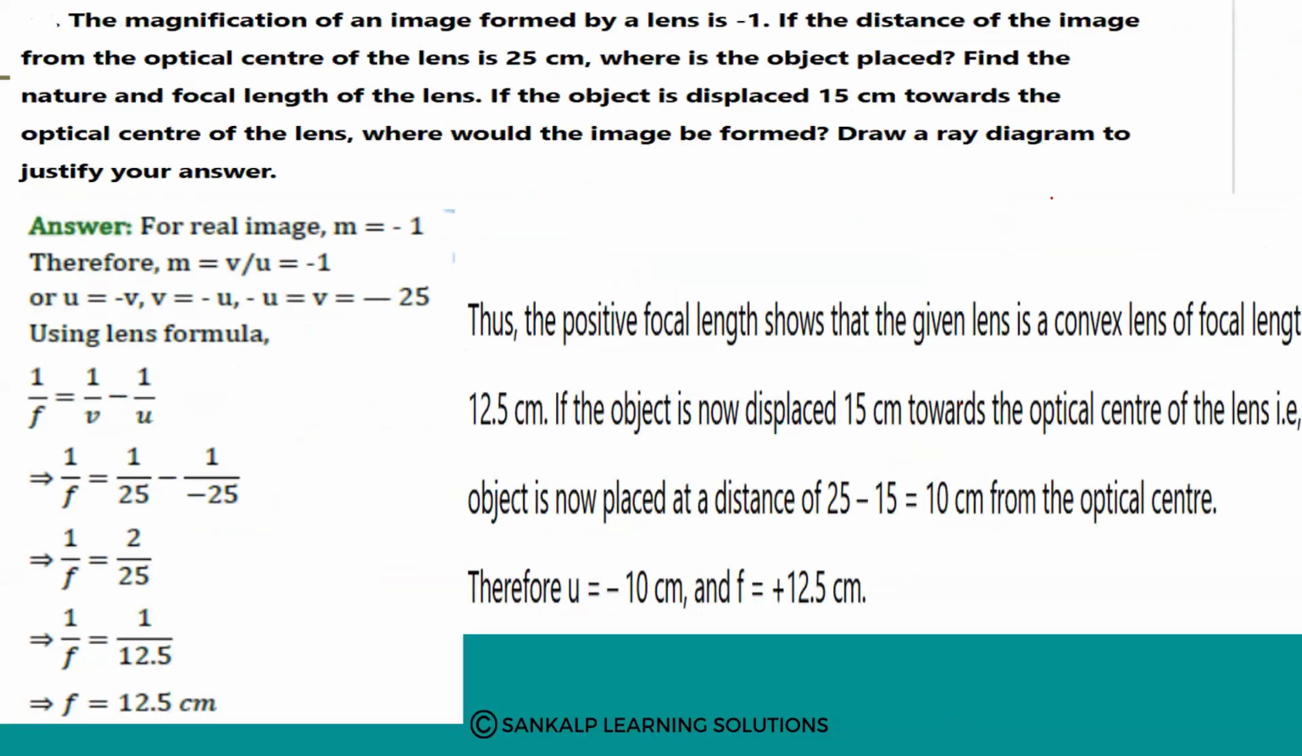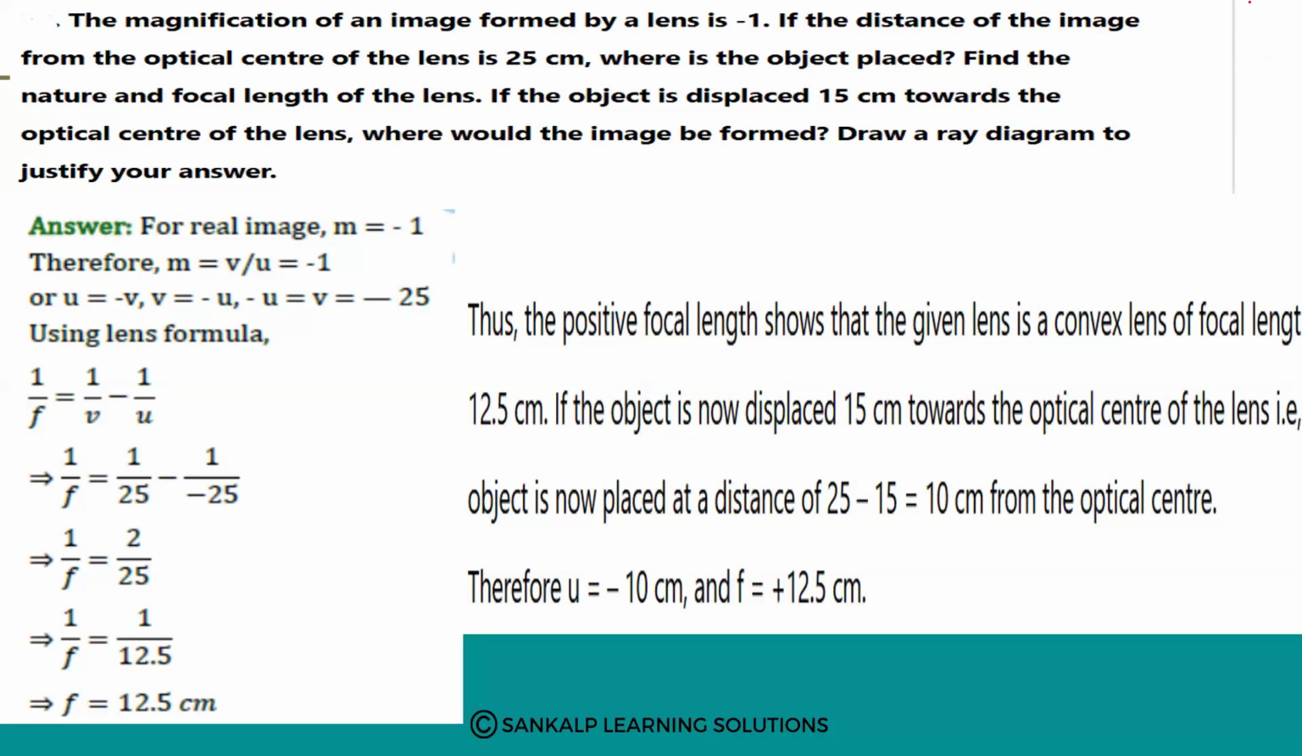The magnification. This question was asked for 4 marks. What is the question? The magnification of an image formed by a lens is -1. If the distance of the image from the optical center of the lens is 25 centimeter, where is the object placed? Find the nature and the focal length of the lens. If the object is displaced 15 centimeter towards the optical center of the lens, where would the image be formed? Draw a ray diagram to justify your answer.